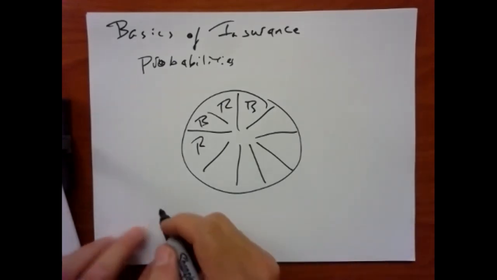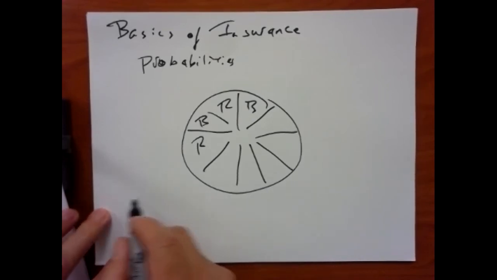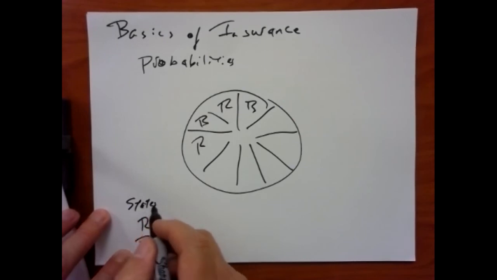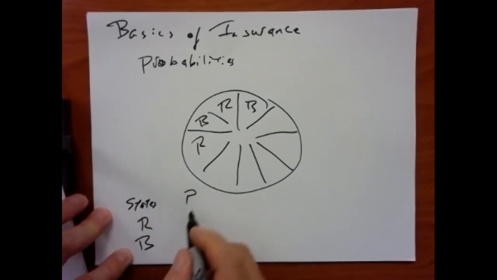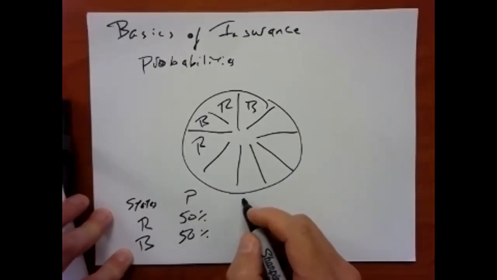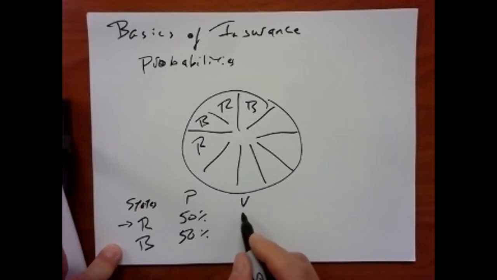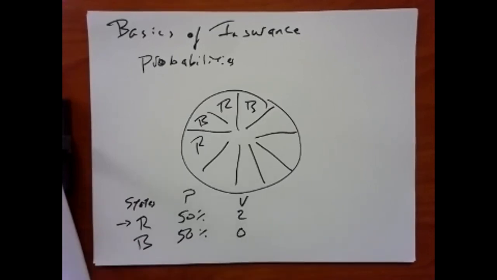So what we say here is, let's say there are 2 possible states after they spin the wheel. There's red and there's black. These are the states. Then there's a probability of 50% red, 50% black, and the value of your outcome, assuming we're betting red: if it lands on red, you get 2, and if it lands on black, you get 0.